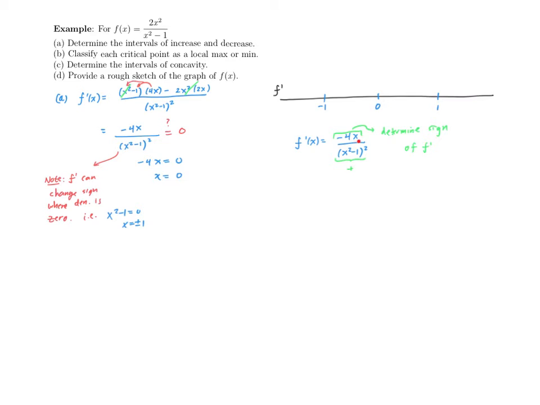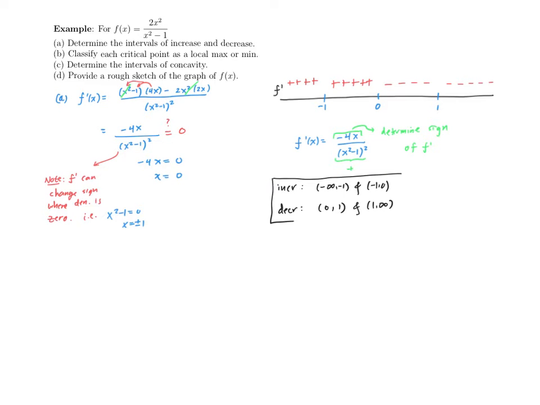For minus 4x, if you substitute in x as any negative quantity, so think anything to the left of 0, minus 4x is going to be positive. And what that will indicate is f prime will be positive to the left of minus 1 and in between minus 1 and 0. If you happen to substitute in any positive quantity for x, minus 4x would be negative, which indicates to the right of 0, f prime will be negative. And this immediately determines for us the intervals of increase and decrease. So our function f is increasing from minus infinity to minus 1 and from minus 1 to 0. It's decreasing from 0 to 1 and from 1 to infinity.